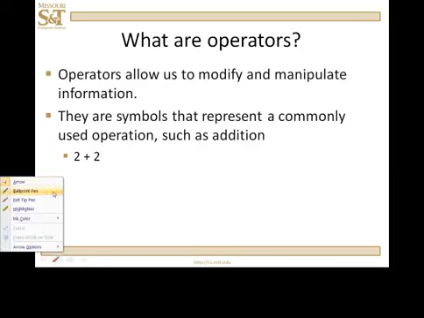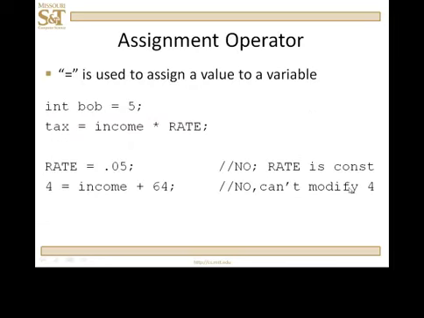So let's begin by looking at assignment. Okay, we use the equal sign for assignment. We have 4 examples here. You've seen these before in declarations. We have int Bob equals 5, so we're assigning 5 to the memory location named Bob as an initial value.